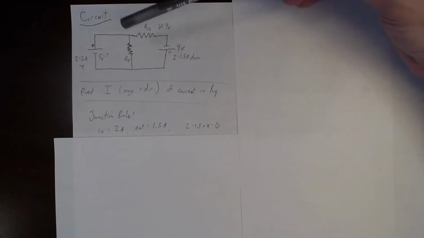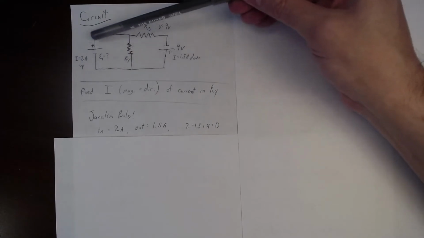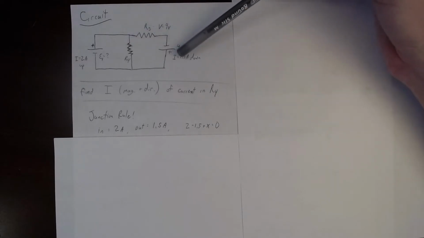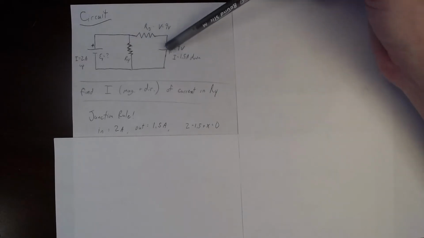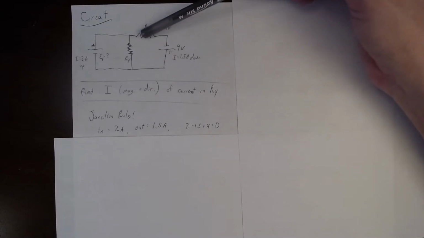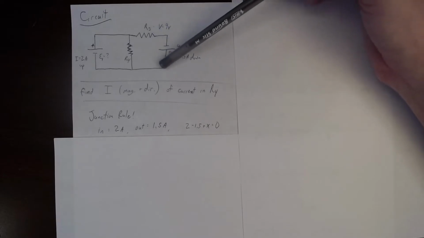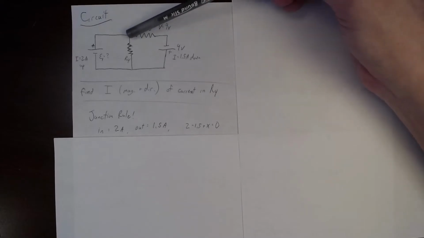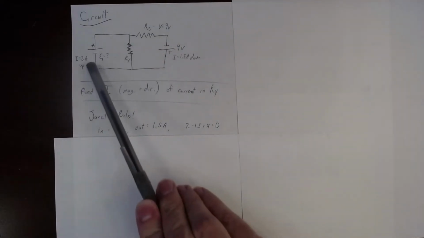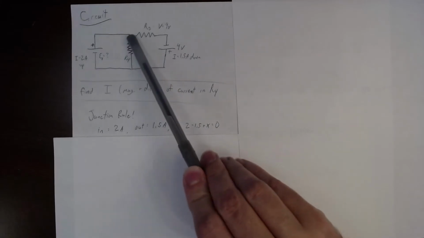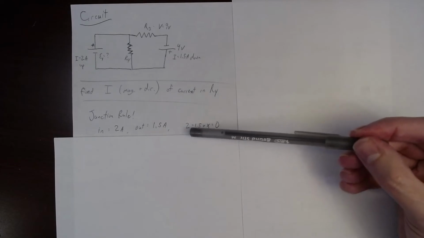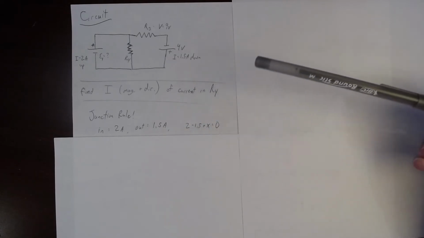If 2 amps are going up here, then 2 amps are going around here. And if 1.5 amps are going down here, then 1.5 amps must be going across here. You have to have the same current going through here that goes through here because there's nowhere else for the current to enter or leave. Going into the junction we'd have those 2 amps, and going out we'd have the 1.5 amps. Anything going in is positive, anything leaving is negative.